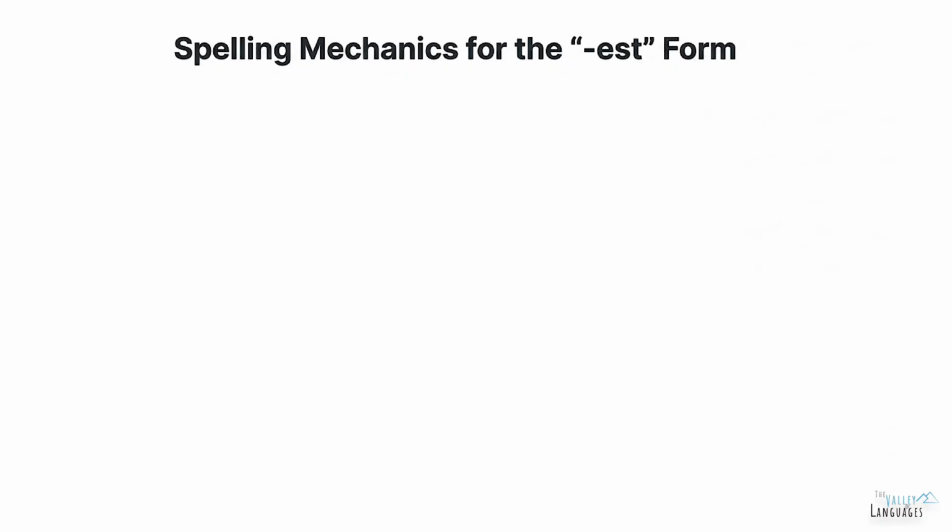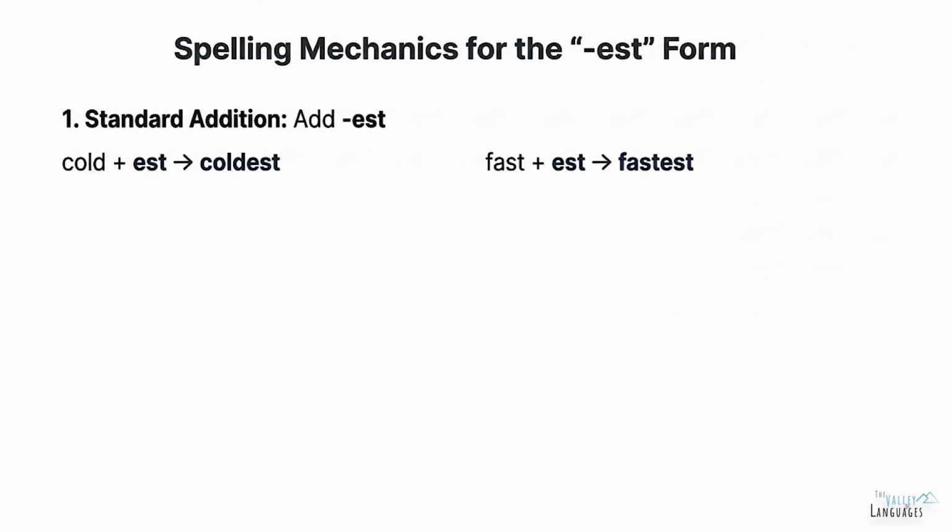Let's move on and see how this builds into our spelling mechanics. When you use that est pathway, you can't always just slap the letters on the end. We've got four main modifications here. Number 1 is standard addition. You just add est. Cold plus est is coldest. Fast plus est is fastest.